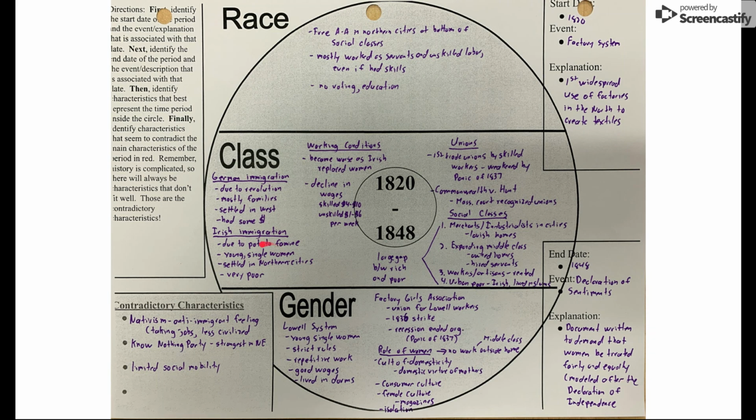So these were settling in urban areas. The Germans often settled in more rural areas. The Germans had some money. The Irish were pretty poor. The Germans were coming for political reasons. The Irish for economic ones.